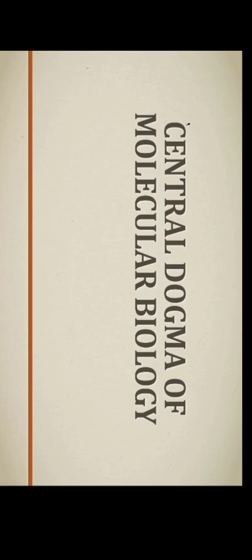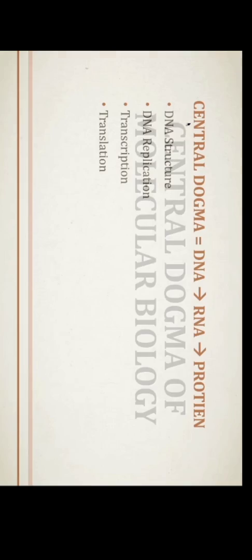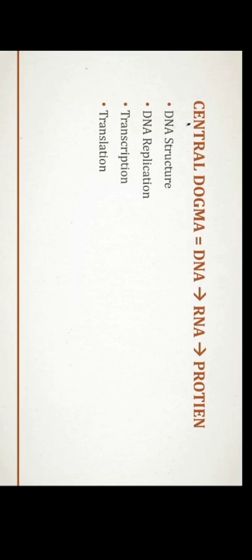Class, the topic that we're going to discuss today is the central dogma of molecular biology, also called the central dogma of molecular genetics. The central dogma is a flow by which proteins are made from DNA: DNA replication, or the duplication of DNA, then transcription and translation. To understand the process of making proteins, we first need to understand the DNA structure.